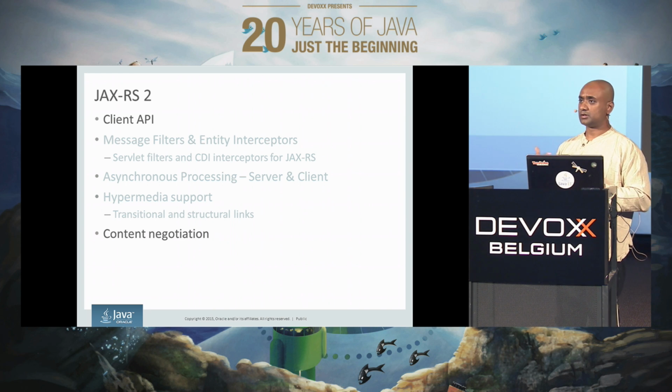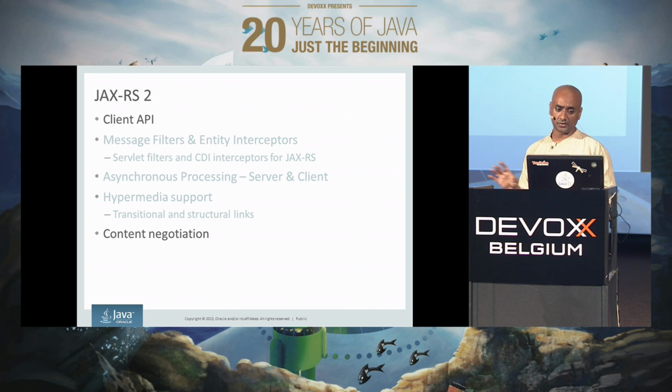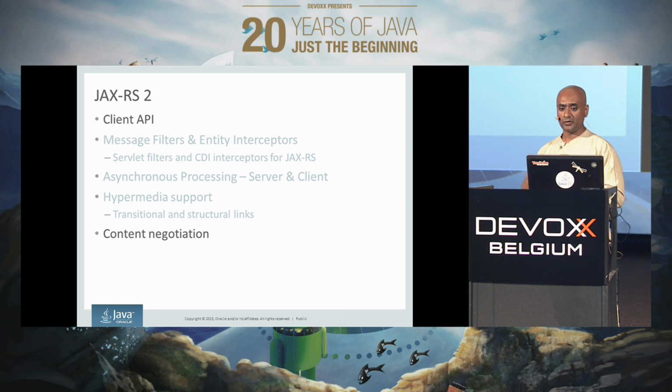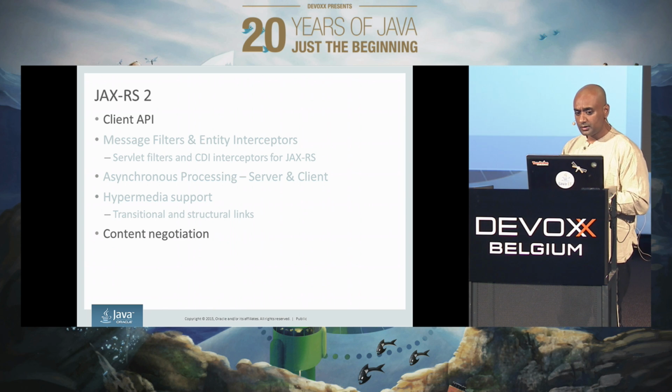Same can be said of content negotiation as well. Each of these APIs handles content negotiation slightly differently. In addition to that, add some features that are obvious in the JAX-RS ecosystem, or more precisely the REST ecosystem. And these would be support for things like asynchronous processing as well as hypermedia support. So let's talk about each of these for a second.